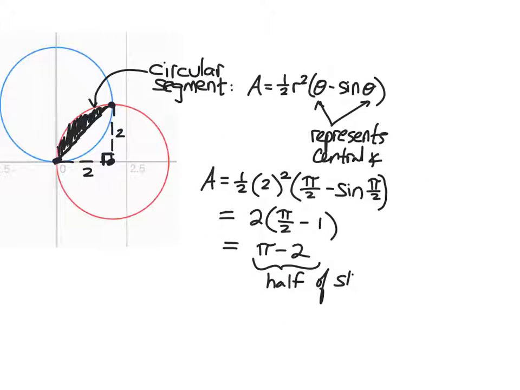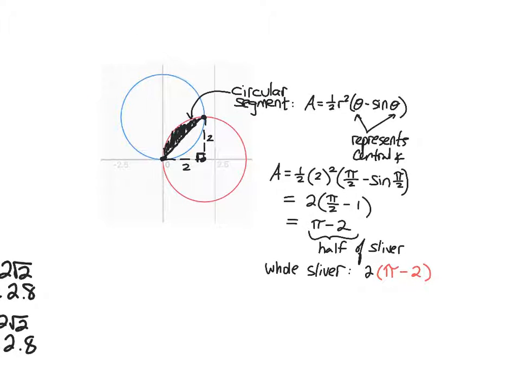So 1/2 of the sliver. So if I want the whole sliver, multiply it by 2. 2 times pi over 2, pi minus 2. And I'll leave that like that until I know what I'm using it for.